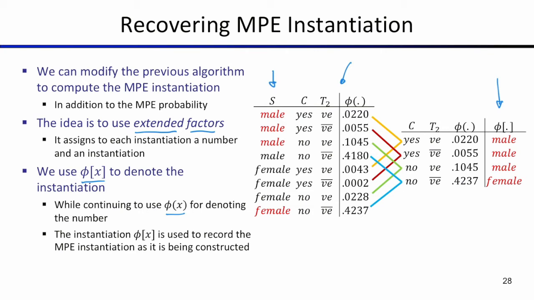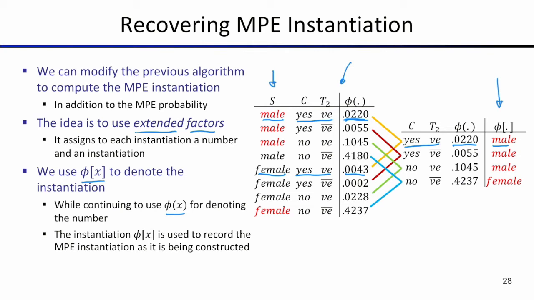So for instance, here we're going to match this guy here with this guy here. Both have the same instantiation, yes and true for the test. But this guy here is male and this is a female entry. And the one that has the highest probability is this one compared with this one. So this new entry here does not mention S, only mentions C yes and T2 equal to a positive test, a positive V. It has the probability 0.0220 equal to this one, and the value of S that gives origin to this instantiation was male, right?